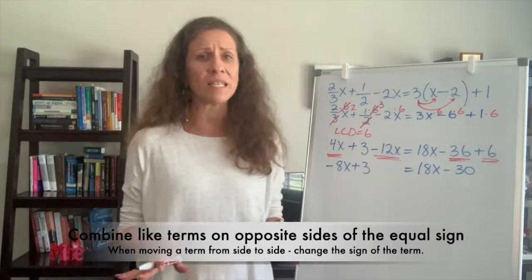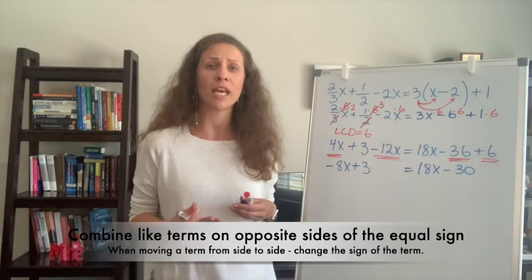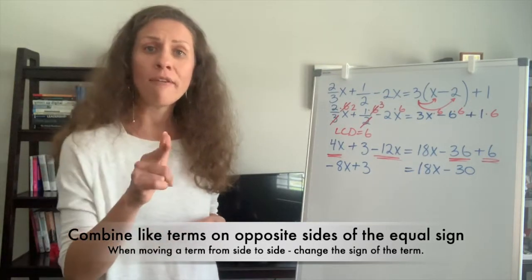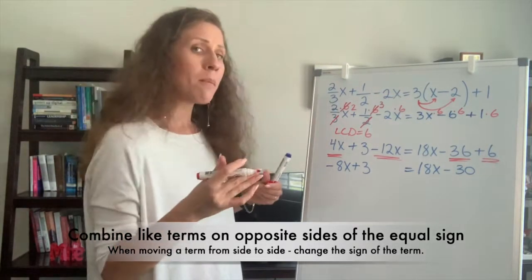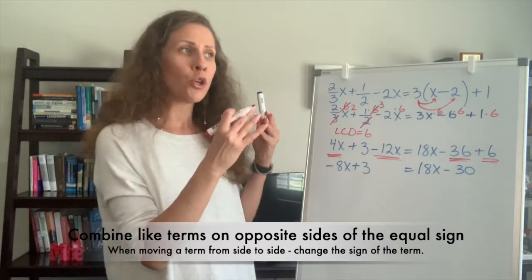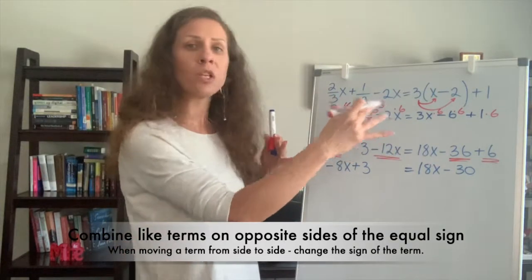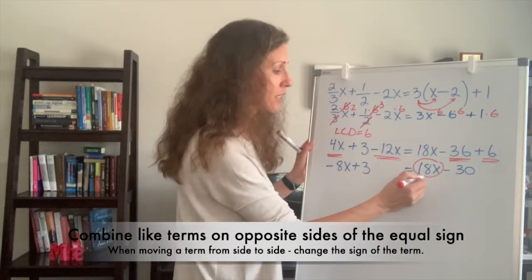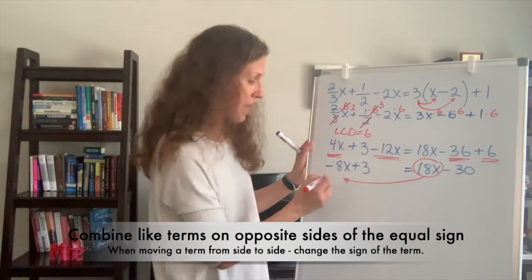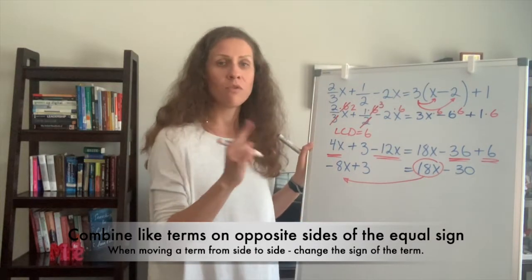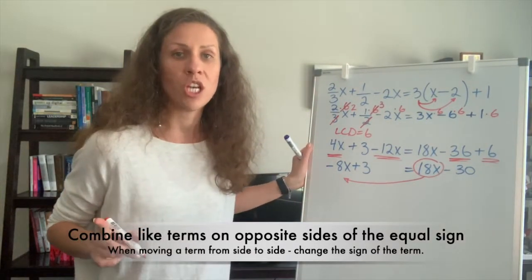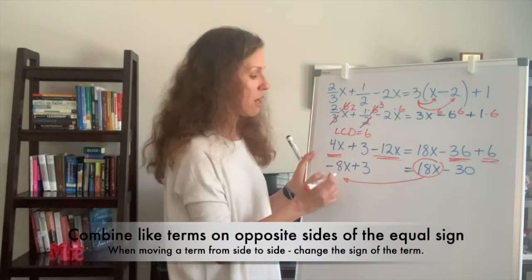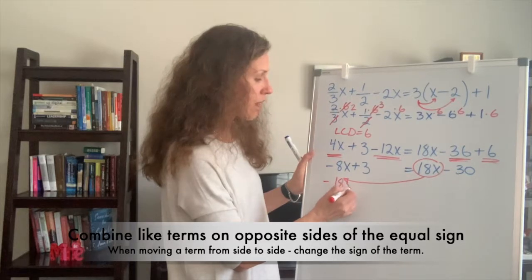Step 4 is very similar to step 3, but it requires you to combine like terms on opposite sides of the equal sign. So it's not the exact same way. However, before you combine, you need to move the terms that are on opposite sides so that they're on the same side of the equal sign. I will go ahead and take this 18x and move it here to the left side, but there is a trick. When you move things from one side to the other, you need to change the sign. So instead of positive 18x that it used to be on the right, it's now negative 18x on the left.